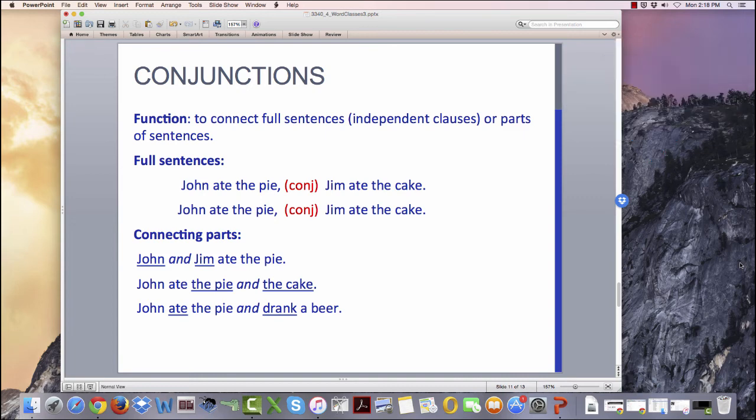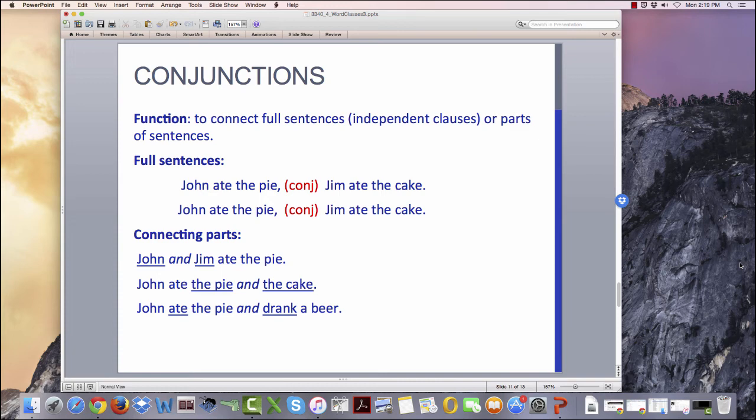So John ate the pie, but Jim ate the cake. Right? So here's an example where a conjunction is joining two independent clauses. An independent clause just means a sentence that could stand alone. So John is the subject, ate the pie is the predicate of the first independent clause. Because that is an independent clause, it must be followed by a comma and then a conjunction.